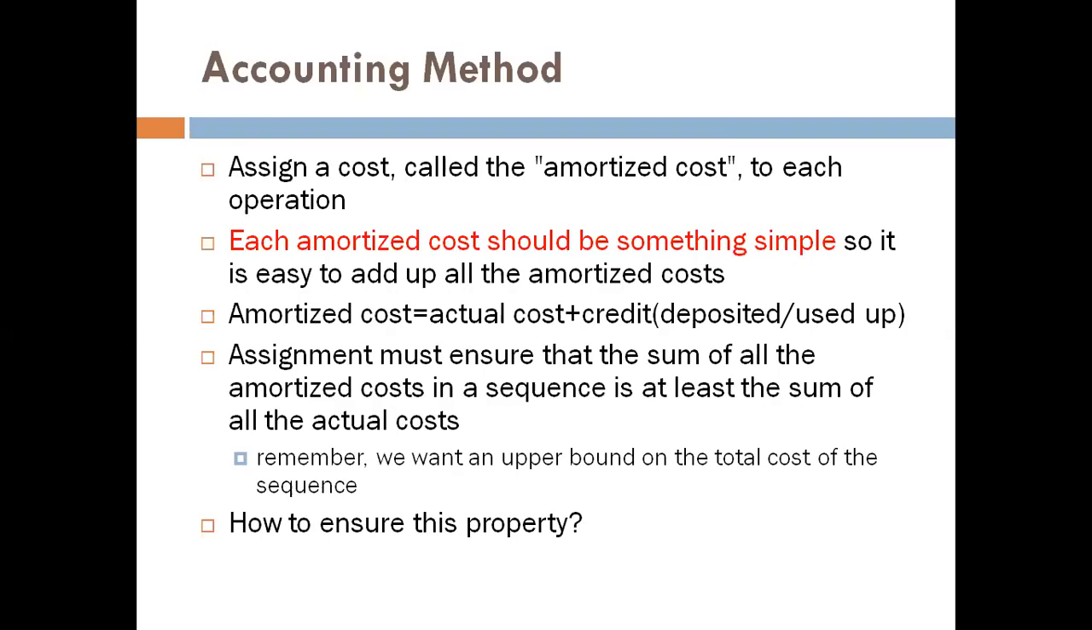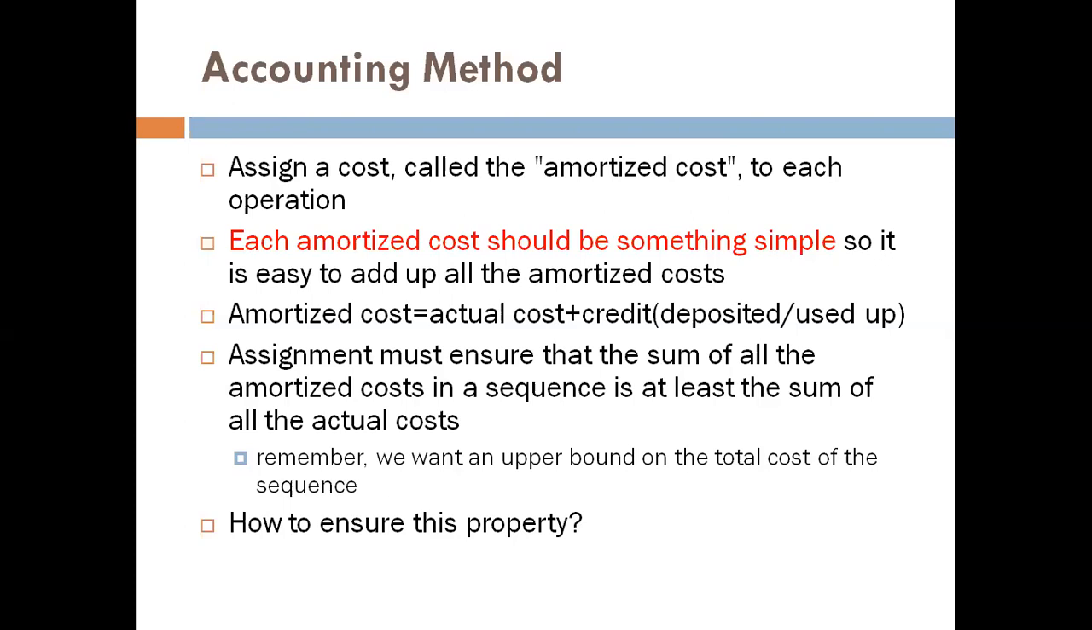Now the second method is the accounting method. This method is based on the charges that are assigned to each operation. The idea of the accounting method is like this. Here we assign different charges to different operations, with some operations charged more or less than they actually cost. The amount we charge an operation is called its amortized cost.